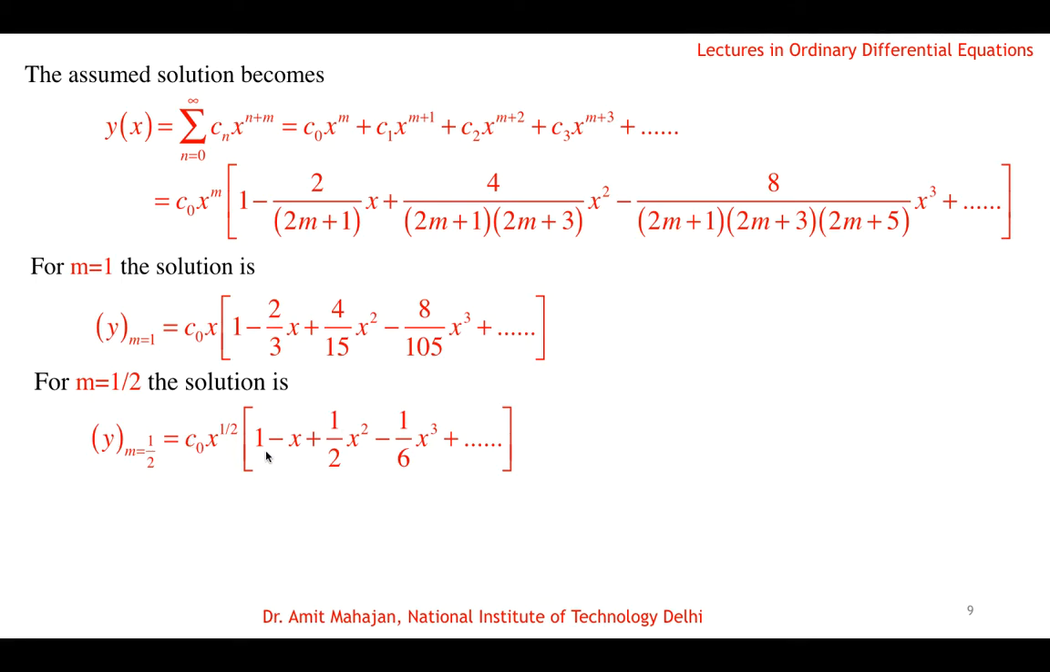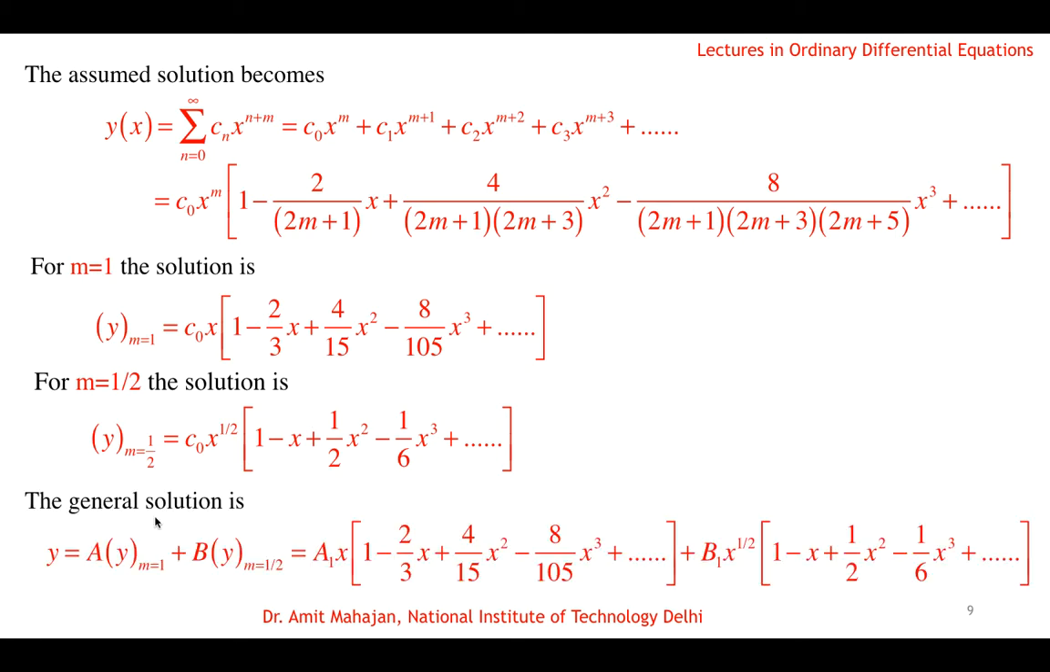And the complete solution is a linear combination of these two solutions. So the complete solution is a constant times the first solution plus a constant times the second solution. So this is how you calculate a series solution for type 1 problems where the indicial equation roots are distinct and do not differ by an integer.